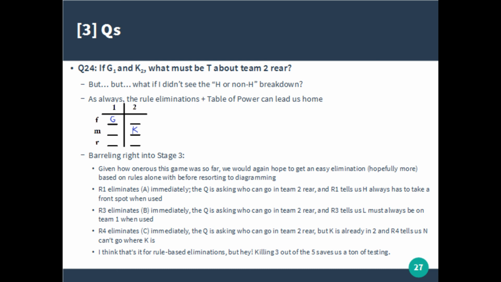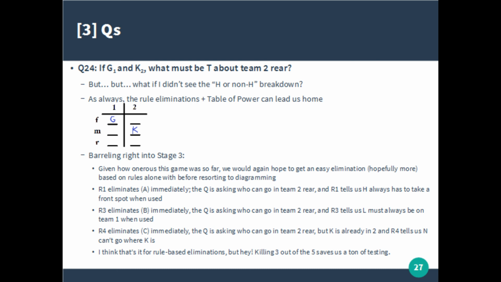Rule 1 handily eliminates A immediately. The question, again, is asking who can go into Team 2's rear spot. And Rule 1 tells us that H always has to take a front spot when used, but A proposes that H is going into the back, and that's just a direct violation of Rule 1. So Rule 1 gets rid of A.